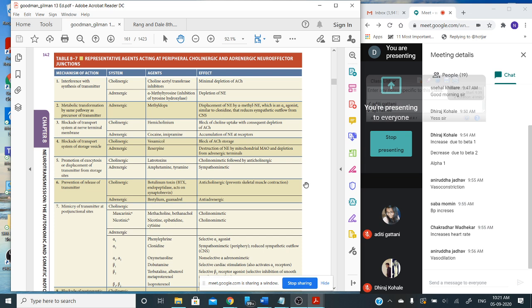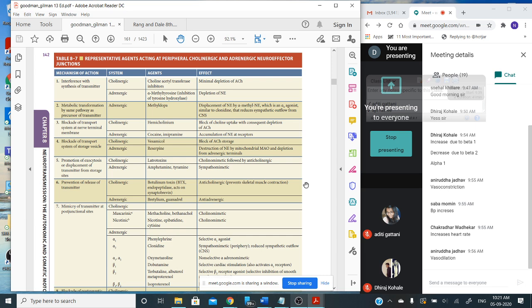Then there is metabolic transformation by the same pathway as the precursor transmitter. An example in adrenergic is the drug methyldopa. This drug we shall study when we study antihypertensives. So what is it doing? Methyldopa will compete with dopa, and thus in the formation of dopamine and noradrenaline, similarly it will become methyl noradrenaline. Instead of simple noradrenaline, it becomes methyl noradrenaline, and it is actually acting as an alpha 2 agonist.